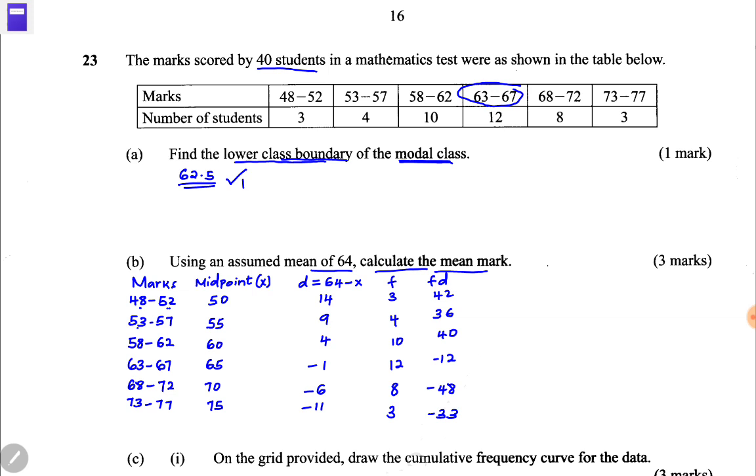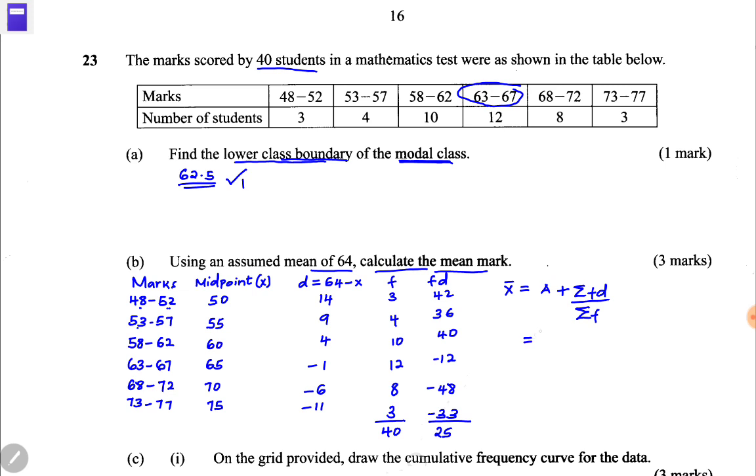We will be required to get the sum of the frequency and the sum of the product of frequency and D. So the sum here is 40 and the sum here is 25. Now, when calculating the mean using an assumed mean, the formula used is: mean is equal to A, where A is the assumed mean, plus the summation of FD over the summation of F. Note that this formula is at the back of your mathematical table.